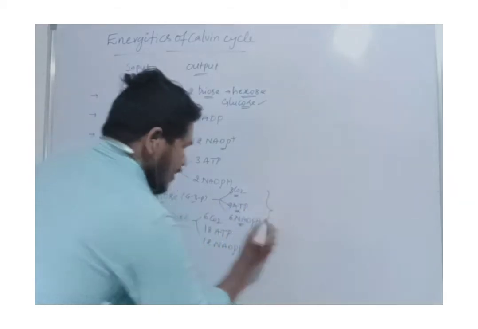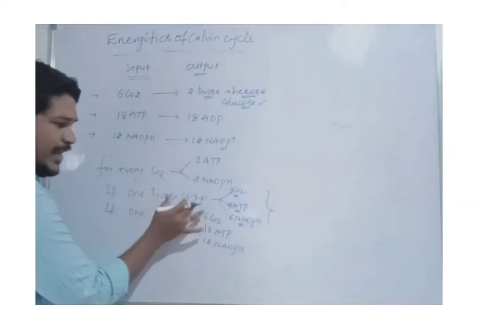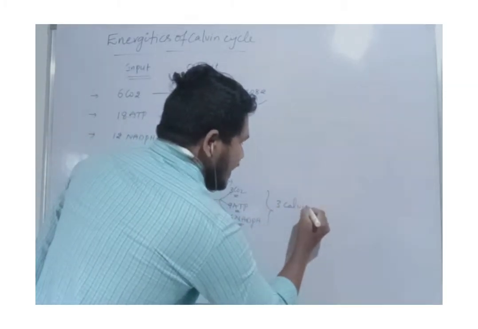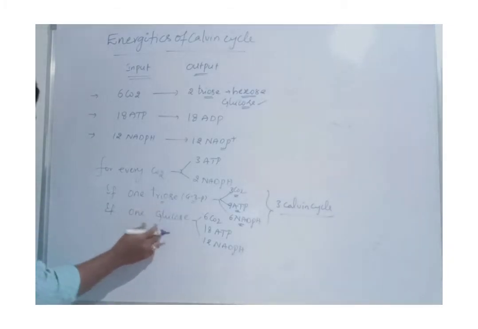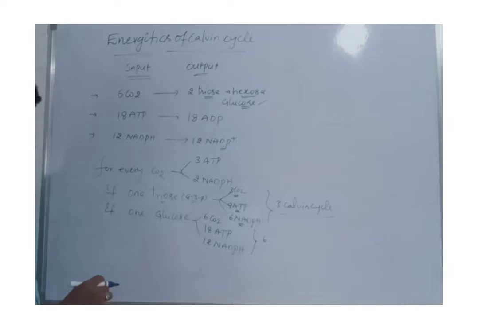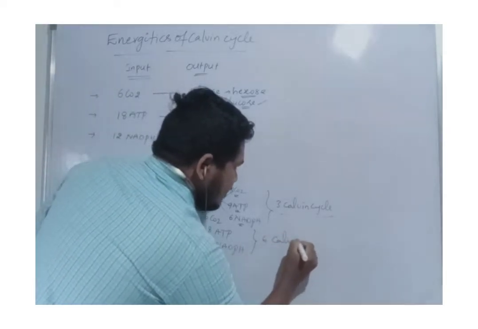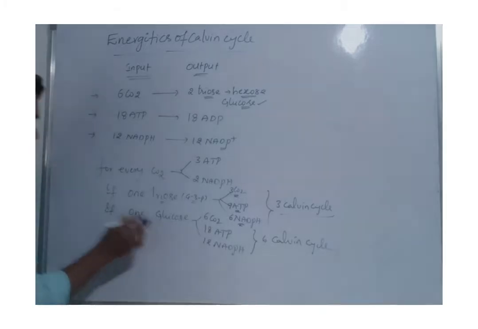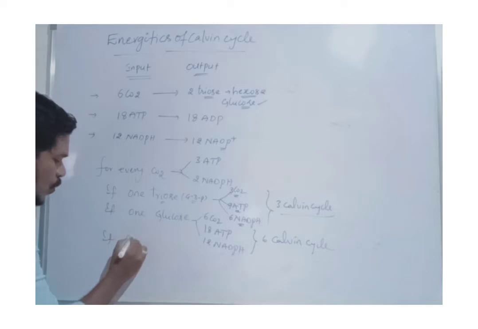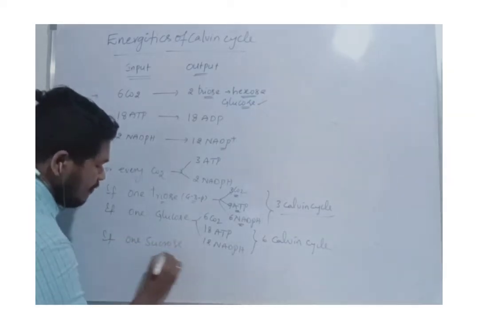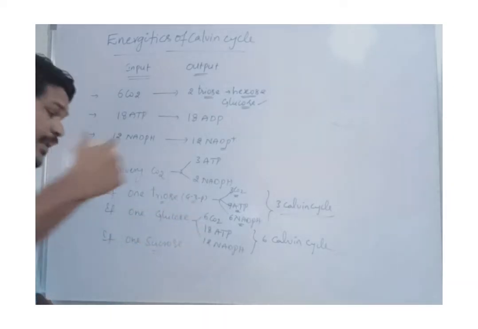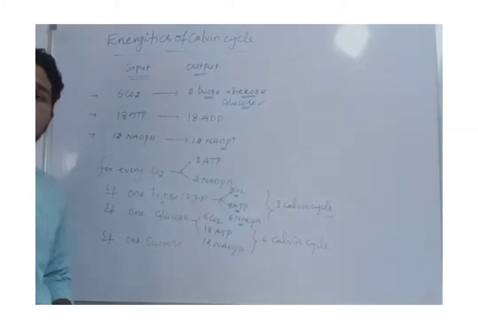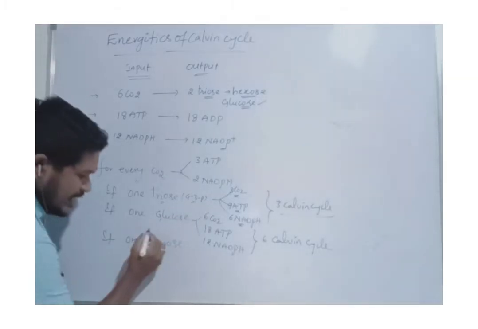In the first step, for the formation of one triose sugar, 3 Calvin cycles are required. But for the formation of one glucose molecule, how many Calvin cycles are required? 6 Calvin cycles are required for the formation of one glucose molecule. And then for the formation of one sucrose molecule, how many ATP molecules, how many NADPH molecules, and how many carbon dioxide molecules are required? Sucrose is a disaccharide.